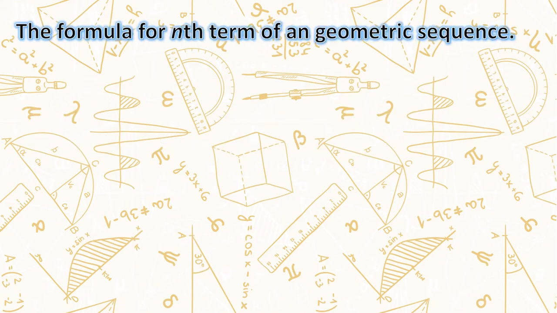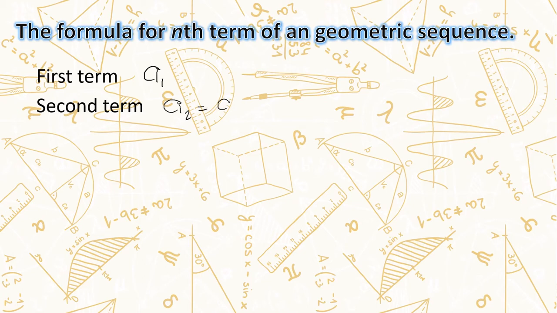To find the formula for the nth term or the general term of a geometric sequence, we use the idea that any term after the first term is the product of the preceding term and the common ratio. Let a sub 1 be the first term. To find the second term, that is a sub 2, we multiply a sub 1 by the common ratio. Let us denote it by r.